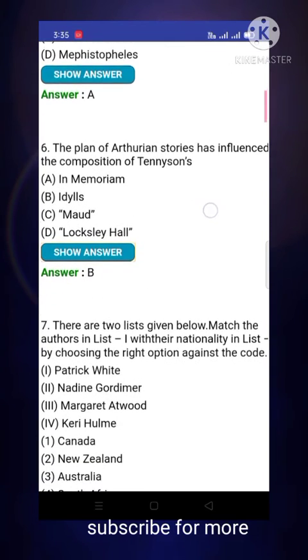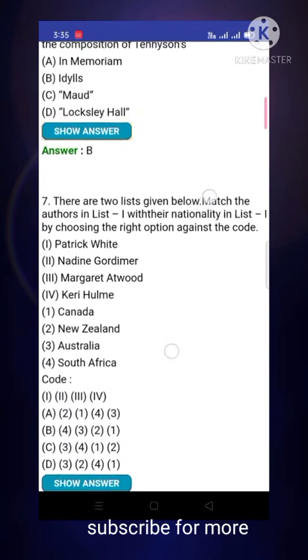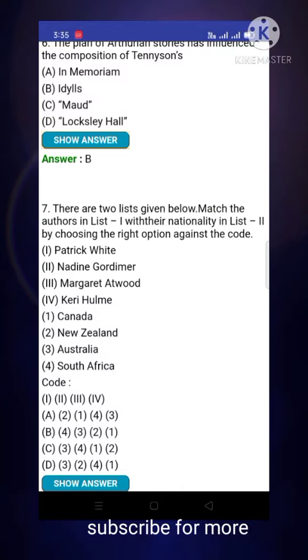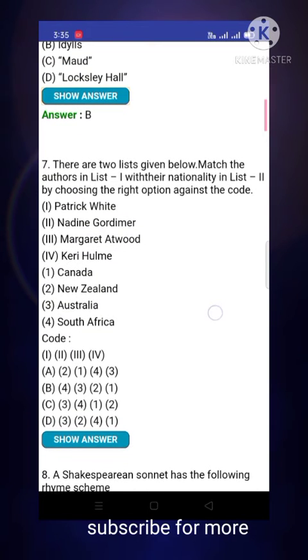The seventh question is that there are two lists given below. Match the authors in list one with their nationality in list two by choosing the right option against the code. There are some names of authors and we have to identify the nationality, that is, the countries in which they lived.